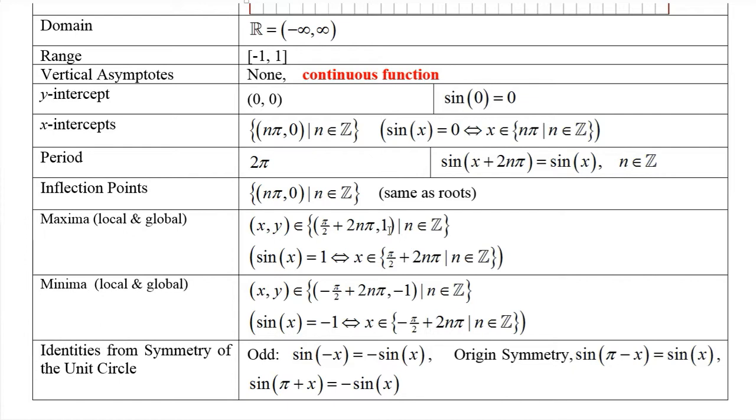The minima happen when sine of x equals negative 1, which is x is an element of the set negative pi over 2 plus 2n pi, where n is an integer. And so the minima have coordinates negative pi over 2 plus 2n pi, comma negative 1, n is an integer.